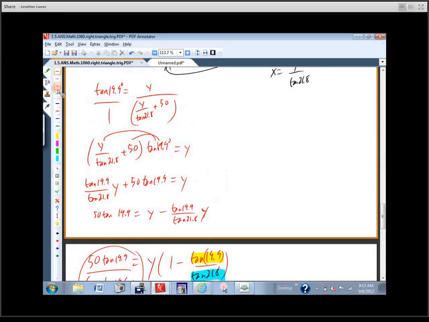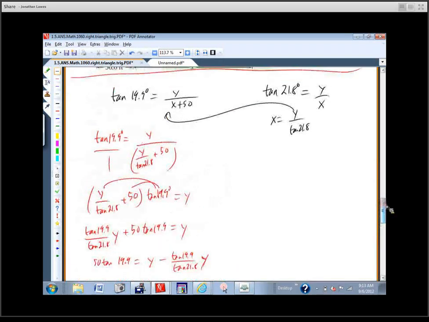Okay. All right. So here's what I'm going to do. You don't have to write this down if you don't want to. Everybody watch, please. On this one, I'm going to solve this for y, and then I'm going to solve for x, and then I'm going to go back and solve for y, because y is what I'm really after. And the reason I'm going to do that, and I'm going to do this in blue, is if I solve this for y, I get y equals x tangent 21.8 degrees. That's a little easier to deal with. I'm then going to take this and put that on the top. So here's what I get. I get tangent 19.9 equals x tangent 21.8 over x plus 50.